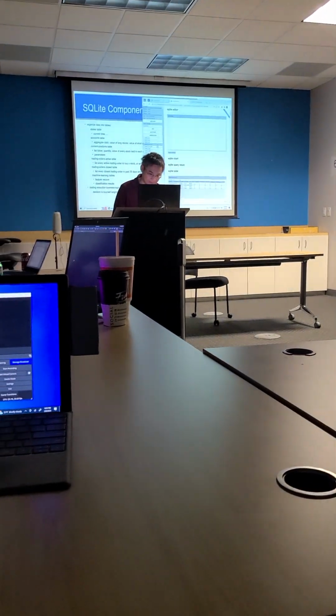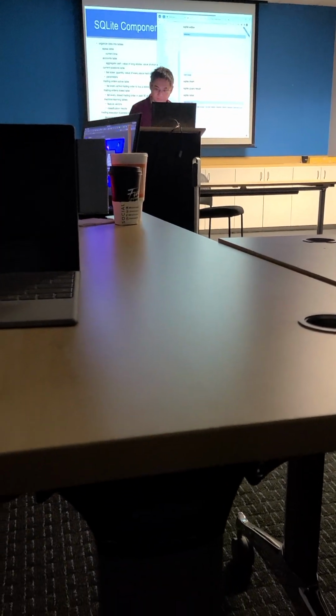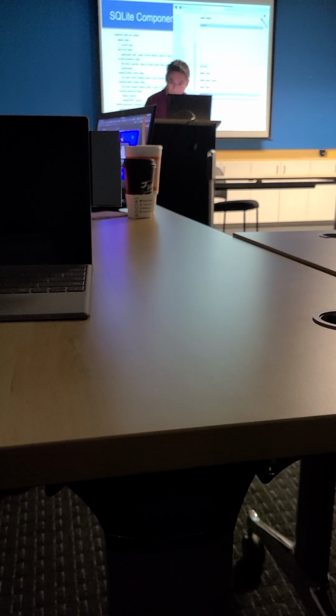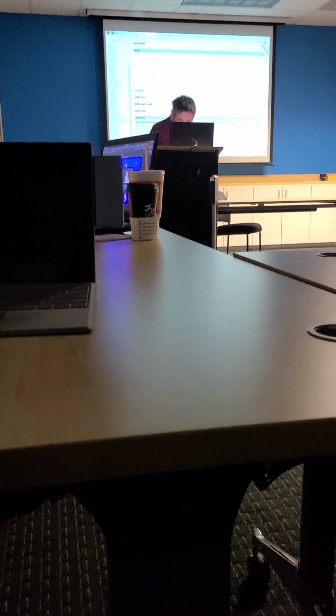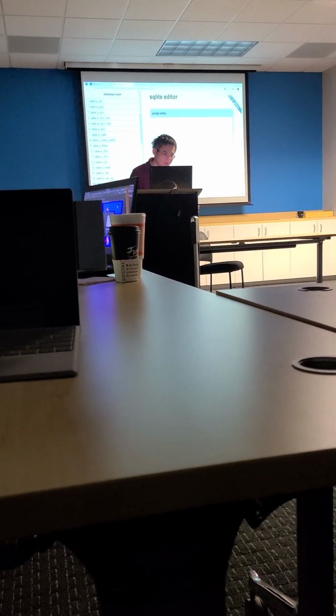So this is a SQLite database that I just opened up. Make it a little bigger so you can see it. Probably hard to see. So these are all the tables. This database has around 43 tables.